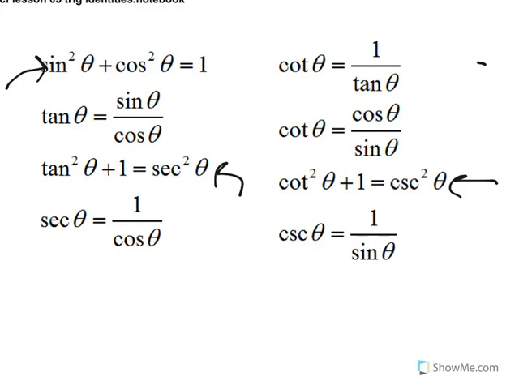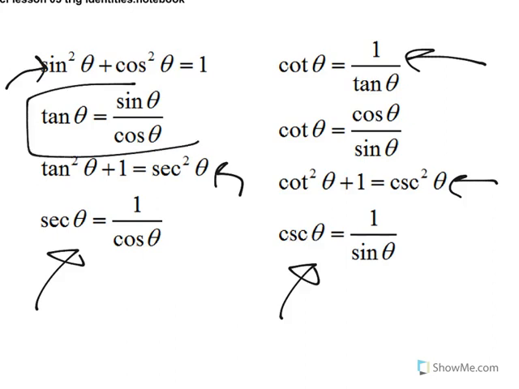3 of them are known as the reciprocal identities because they're saying that one thing is the reciprocal of the other. And then these other 2, this tangent one is usually the first identity that people learn anyway, and cotangent is just because cotangent is the reciprocal of tangent.